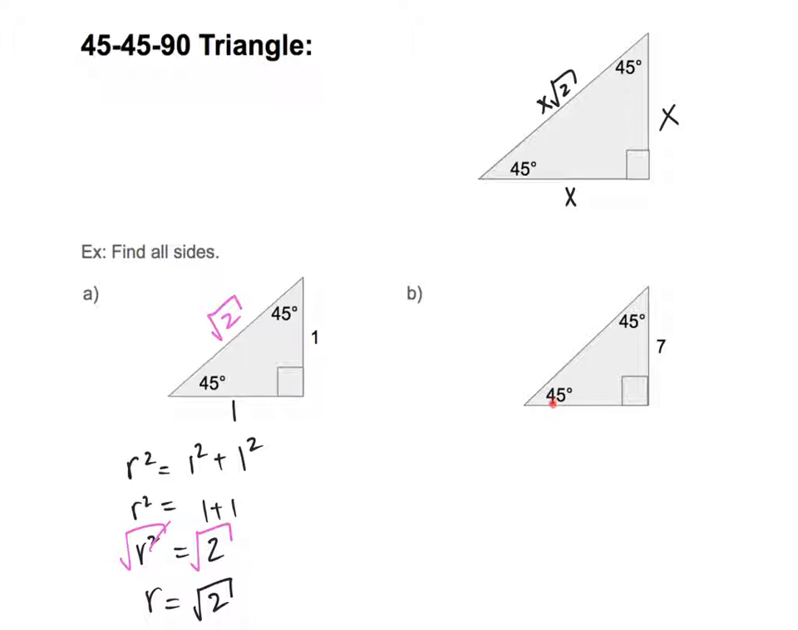Then on this side here, if this is a 7, then this side is also a 7, because we said a moment ago that when the angles are both 45, we have the same sides. Basically, we have an isosceles triangle. So they're both 7s, and then I have to find this side. I'm going to skip the Pythagorean theorem and plug in our x, which is 7, so 7 square root of 2.